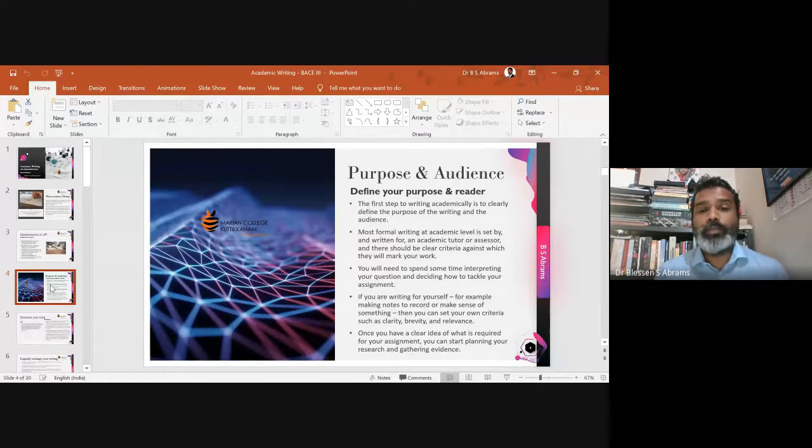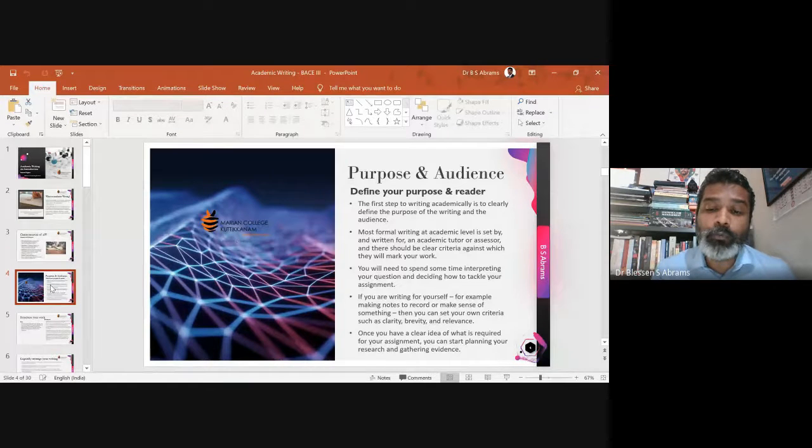So your criteria is being set by you if you're writing it for yourself. But if you are setting it for someone, that should be very different. There should be clarity, there should be brevity and relevance for the sake of your writing to be understood by the reader. That's most important.